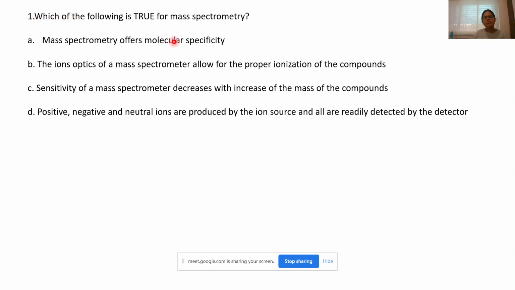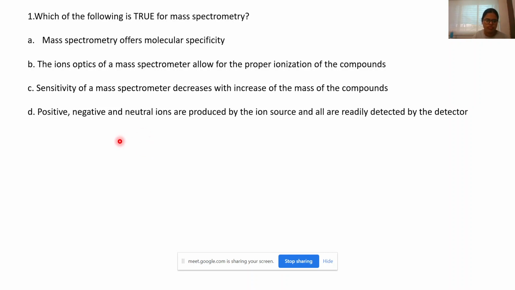Which of the following is true for mass spectrometry? Option A, mass spectrometry offers molecular specificity. B, the ion optics of a mass spectrometer allows for the proper ionization of the compounds. C, sensitivity of a mass spectrometer decreases with increase of the mass of the compounds. And option D, positive, negative, and neutral ions are produced by the ion source and all are readily detected by the detector. So, any guesses? If you have gone through the lectures of week 5, you will be able to figure out the true options among the four.